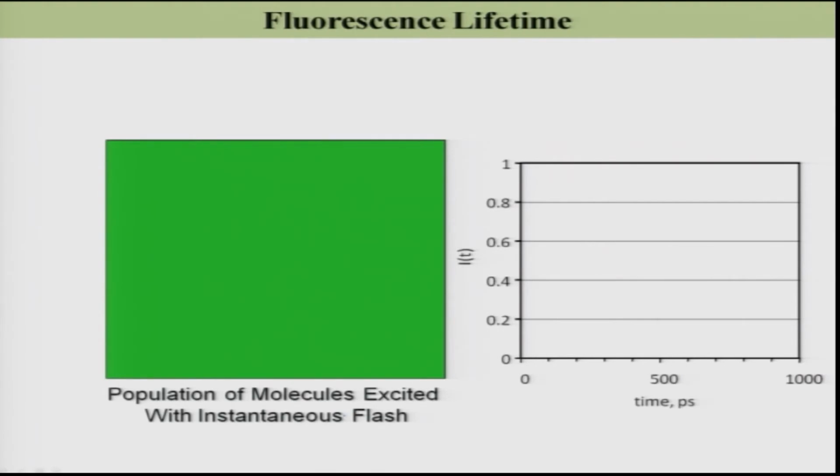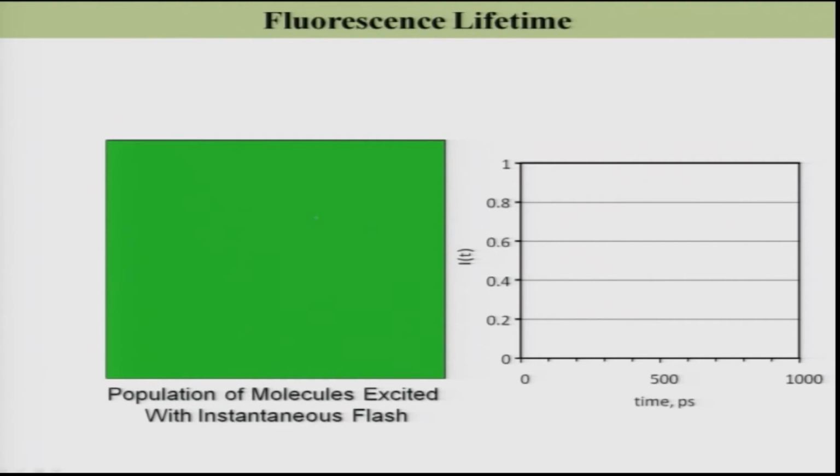In this case you can see over here the green color represents that the molecules are in the excited state. Now if you start looking at the fate of these molecules, the molecules will come back to the ground state, but it is not that all of them will come back from the excited state to the ground state all of a sudden. All the molecules will come back at a particular time delay after the excitation. Some molecules will come back from the excited state to the ground state at an early time, some will come at a later time.